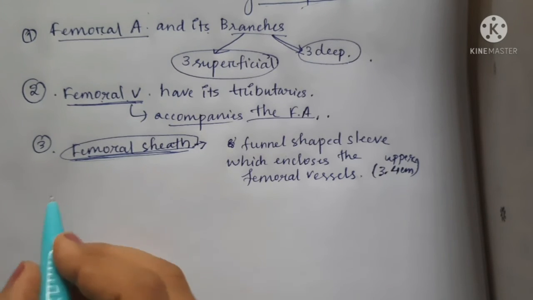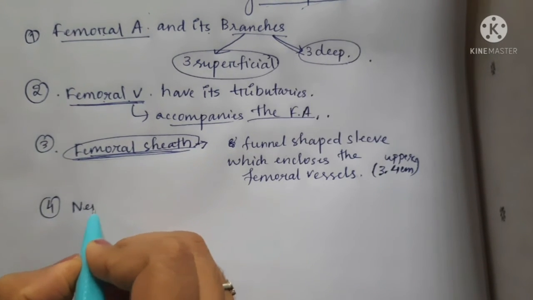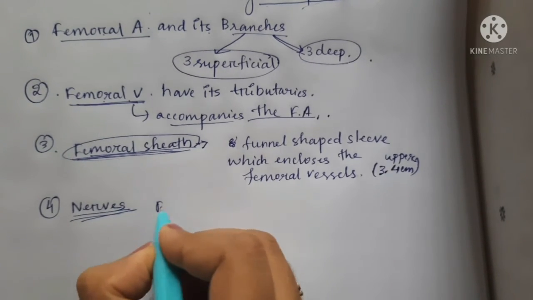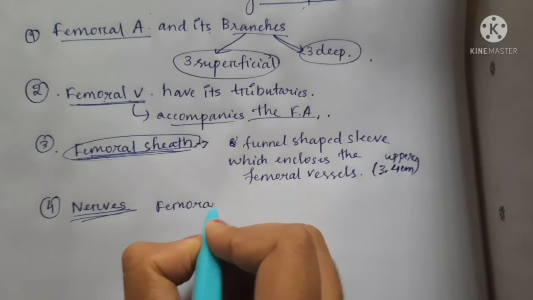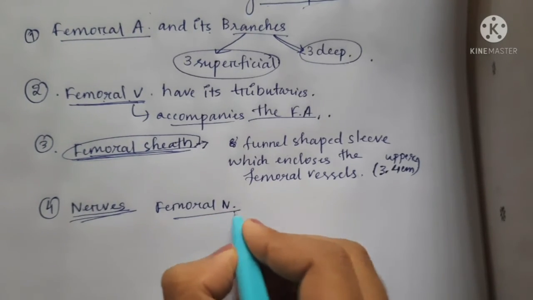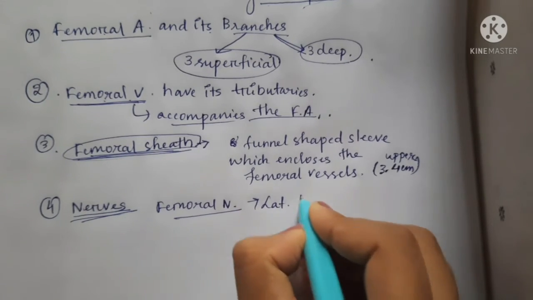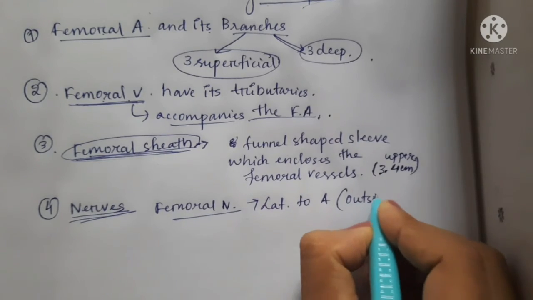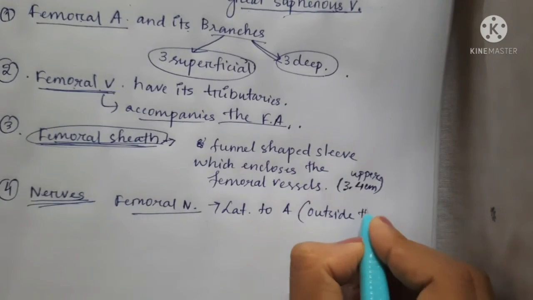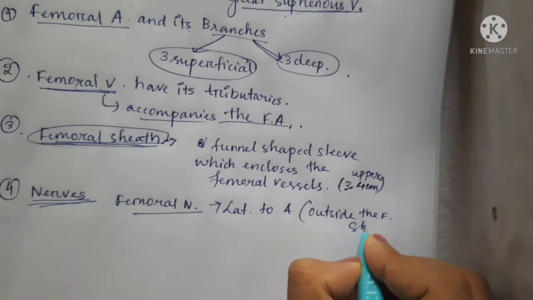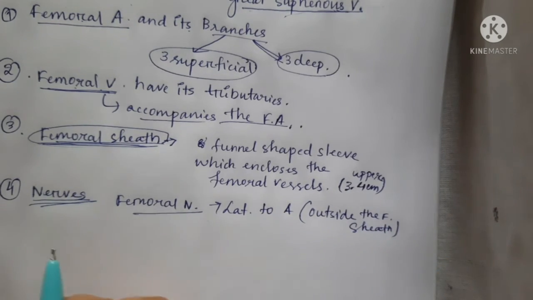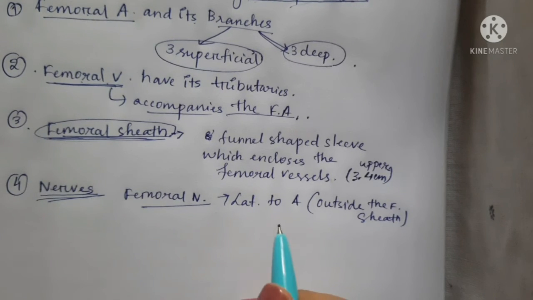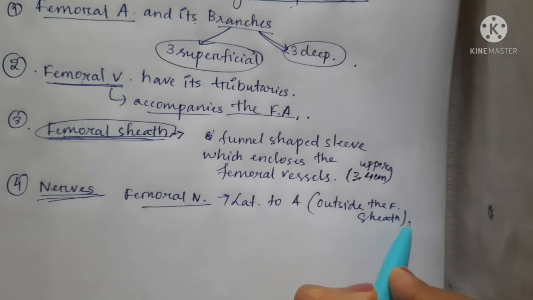Then the nerves. Femoral triangle has nerves. Which nerves? The femoral nerve, which lies lateral to artery, outside the femoral sheath, but in the groove between the iliacus and psoas major muscle. It will be described later on.